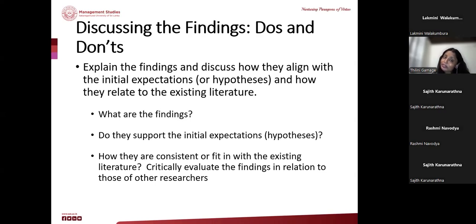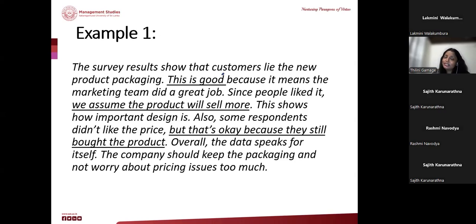And then we are going to talk about how they are consistent with or fit the existing literature. So you need to critically evaluate the findings in relation to the previous work of other researchers. I know it's hard, and most of you do not do that. And that's why I thought I should share some examples with you. So this is an example of a discussion which I took from a dissertation written by one of my students. And I hope you can see the example.